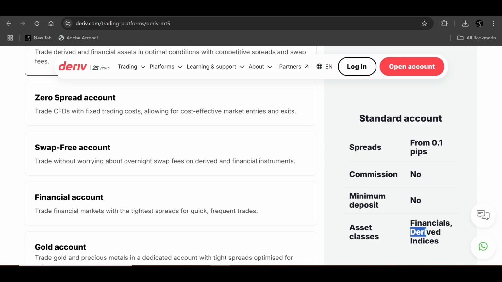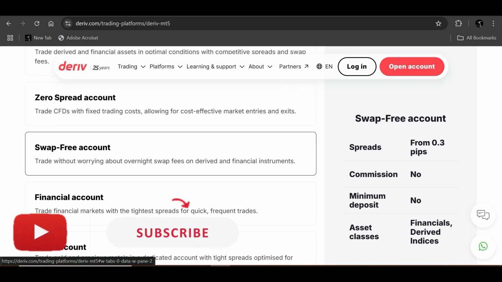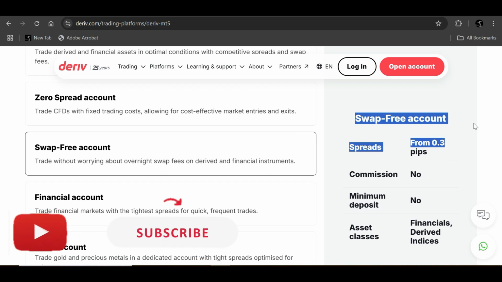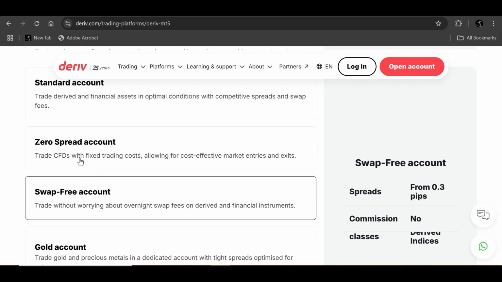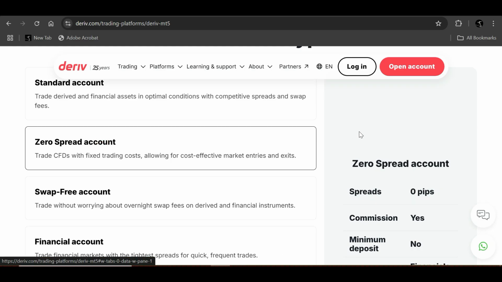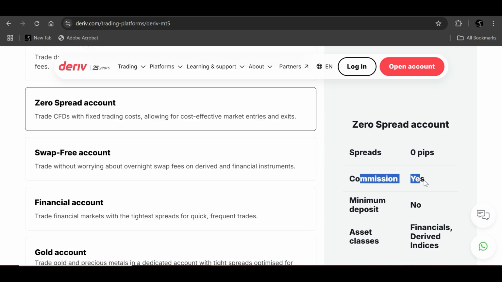Then the second account is called the swap free account, which offers no swap charges but with larger spreads. And lastly, you have the zero spread account, which offers no spreads but charges a commission for each trade.